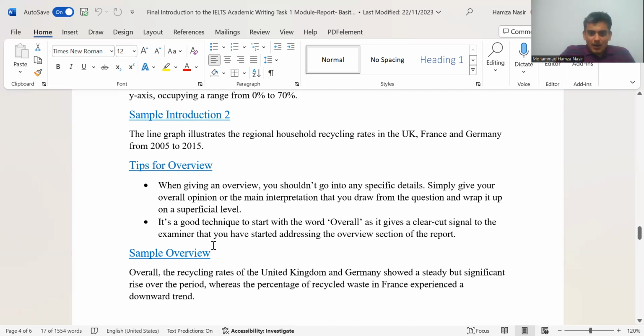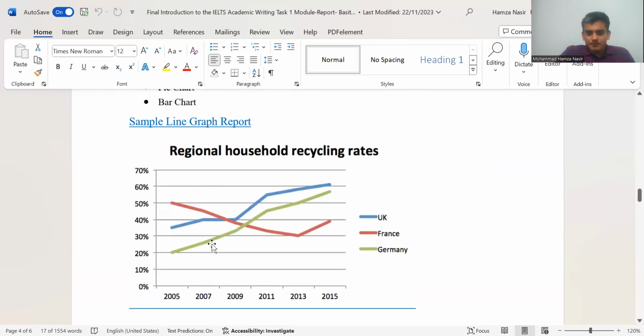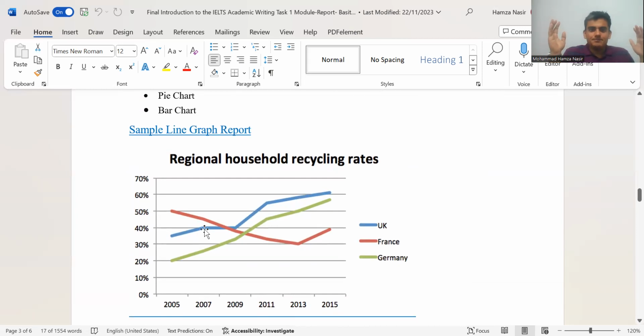Okay, so overall, what are you getting from this graph? All right, let's talk about the red one first, guys. In 2005, the percentage was 50%, and then it's going down, down, down, 2007, 9, 11, decreasing till 2013, where it is at its lowest, that is 30%. And after that, it increases slightly all the way to 2015. It stops in 2015 at 40%.